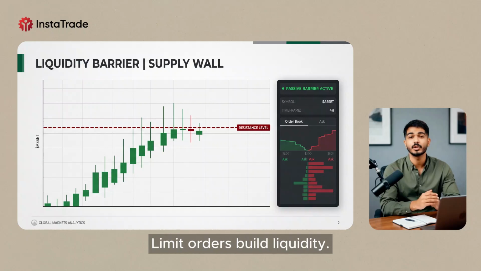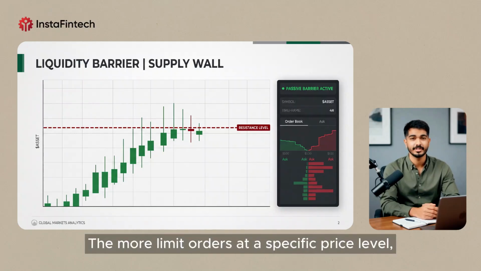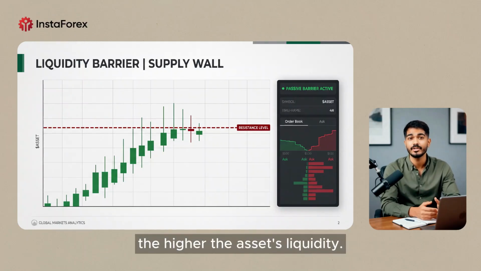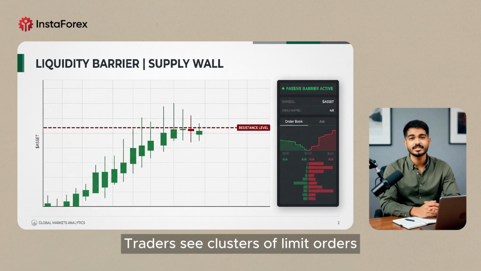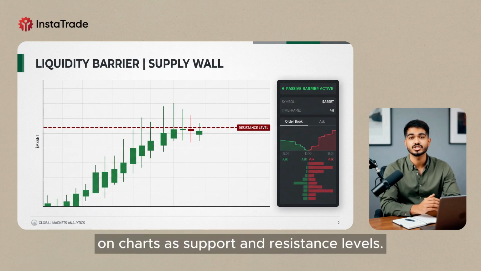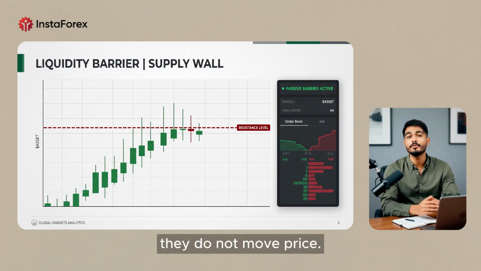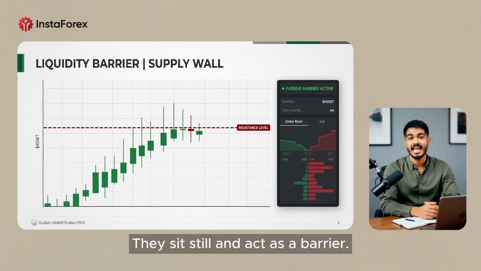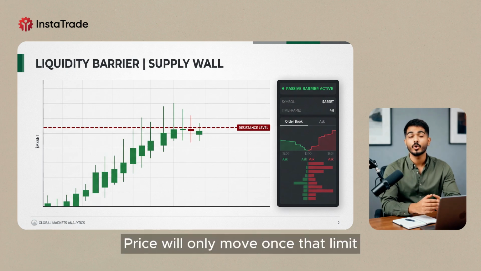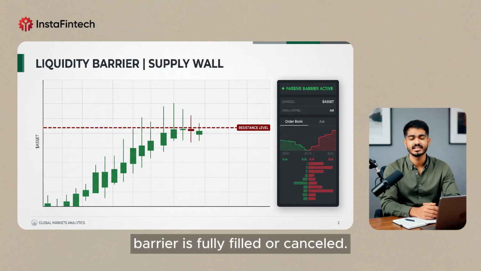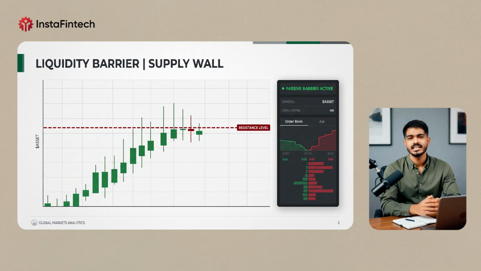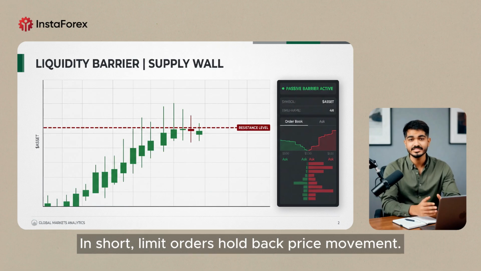Limit orders build liquidity. The more limit orders at a specific price level, the higher the asset's liquidity. Traders see clusters of limit orders on charts as support and resistance levels. Passive orders have one key characteristic: they do not move price. They sit still and act as a barrier. Price will only move once that limit barrier is fully filled or canceled. In short, limit orders hold back price movement.